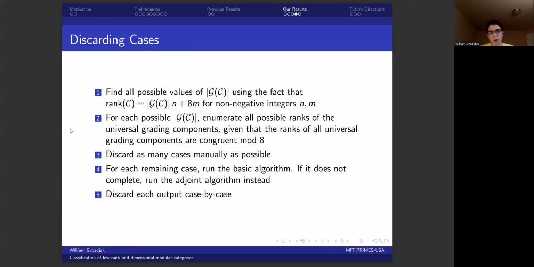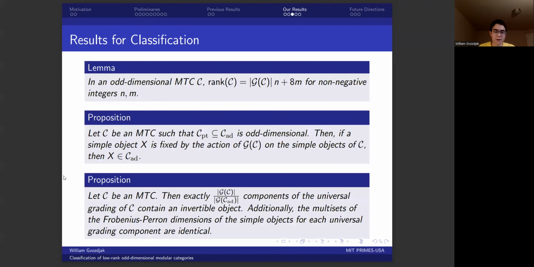When we perform casework on them, we first start by discarding as many cases manually as possible, because using manual results is obviously easier and faster than running that whole algorithm. These results, for example, are these two propositions that we talked about in the previous slide, and results similar in flavor to these two propositions.